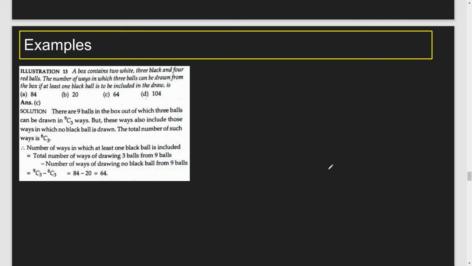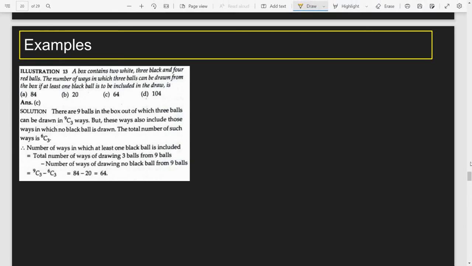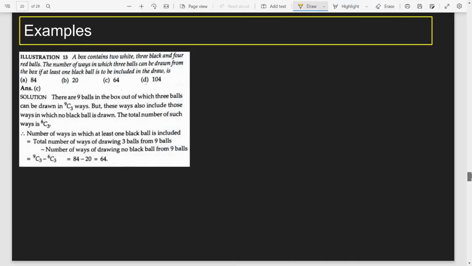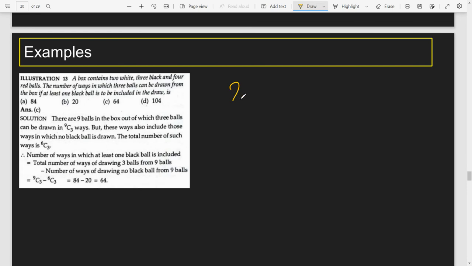Okay, some more different types of questions are there for you. One of the most popular types of questions is obviously a box containing two white and three black balls. The box has two white, three black and four red balls. So, the number of ways in which three balls can be drawn from the box.